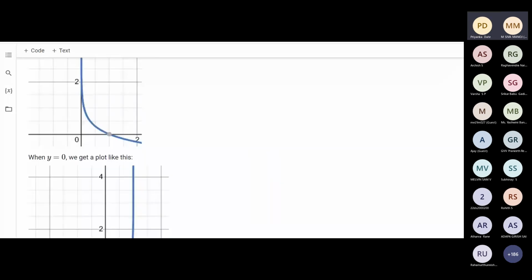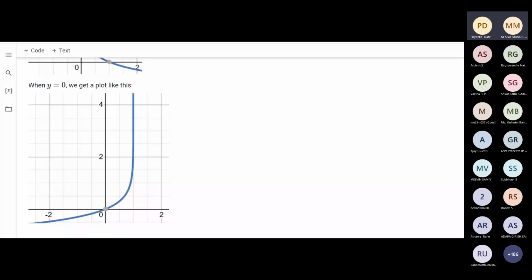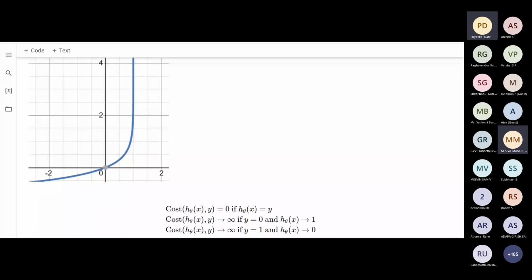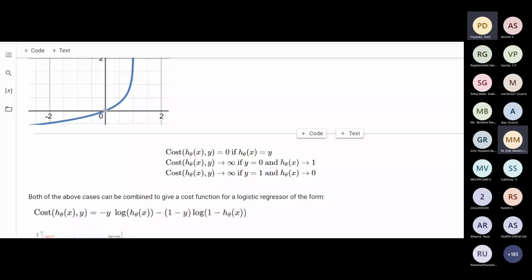Similarly, when our y is equal to 0, like our actual output should be 0, and our predicted output is 0, the cost function says that our cost or our error is 0. But if our model says that the value we get is y equals 1, then the error tends to infinity. So we can combine both of these functions to get a generalized function that considers all values from 0 to 1.